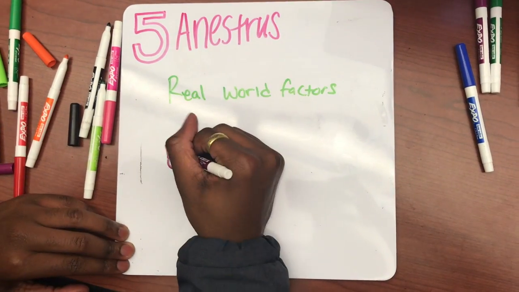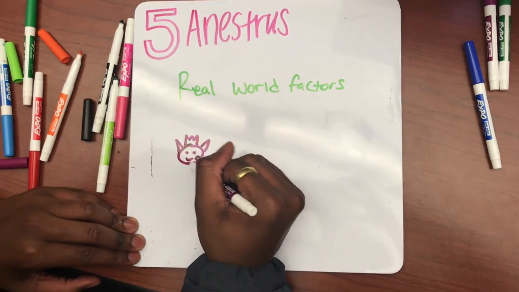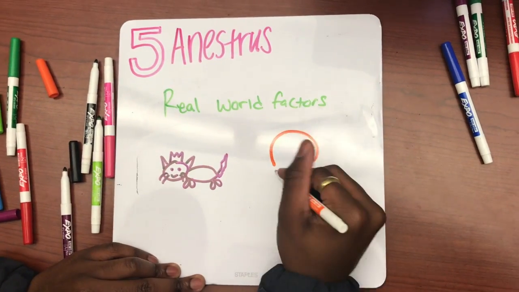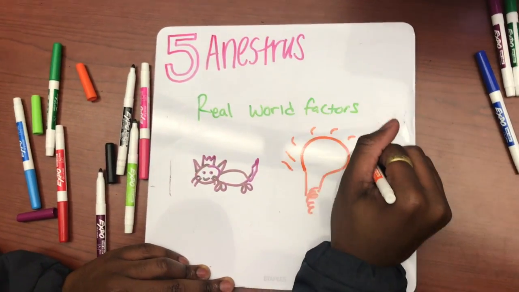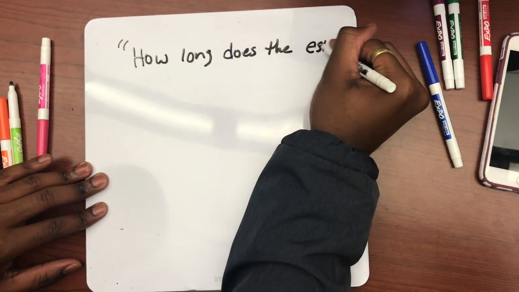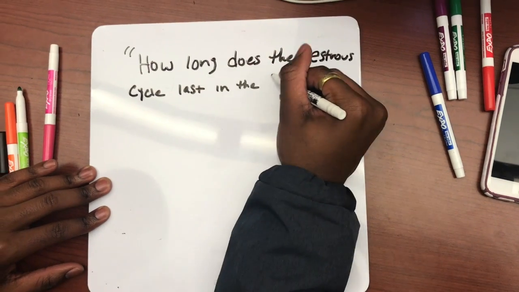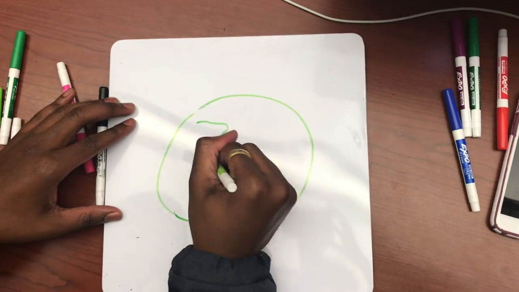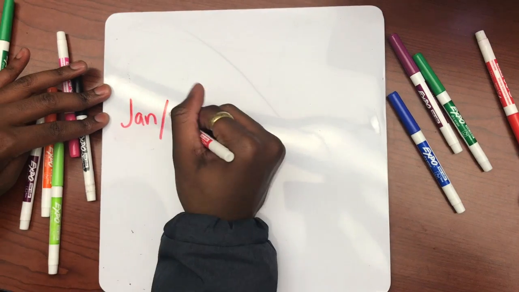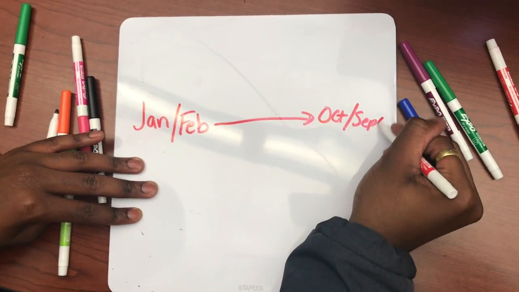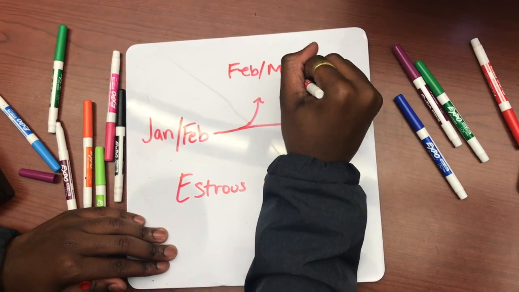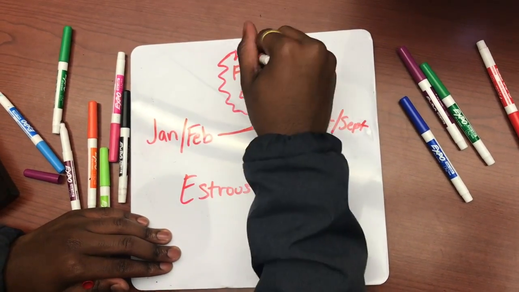Indoor cats may be stimulated to cycle if artificial light lengthens the queen's day. Therefore, an indoor queen can cycle throughout the year as long as she receives a minimum of 10 hours of light per day. The next question we will discuss is how long does the estrus cycle last in the feline species? The breeding season, specifically in the northern hemisphere, begins in late January to February and lasts until around October or September. In general, the highest incidence of estrus occurs in February and in March.